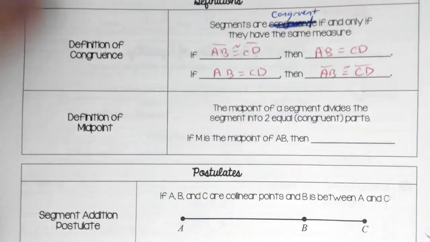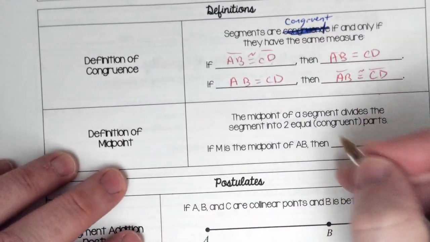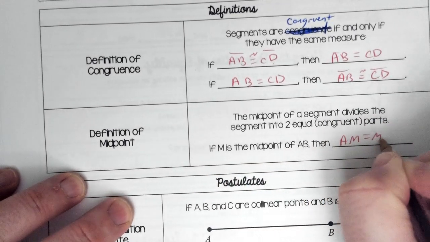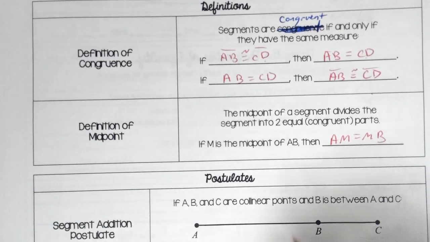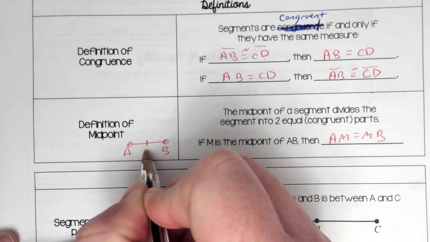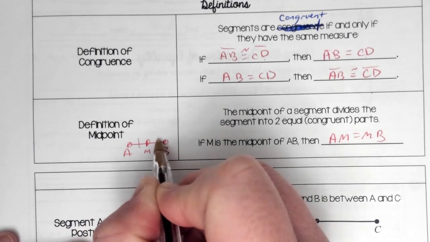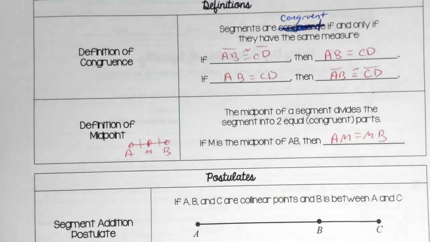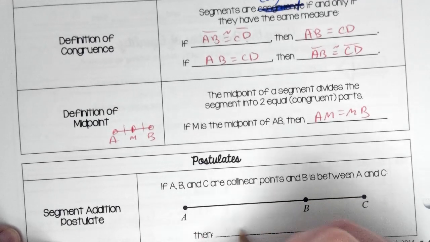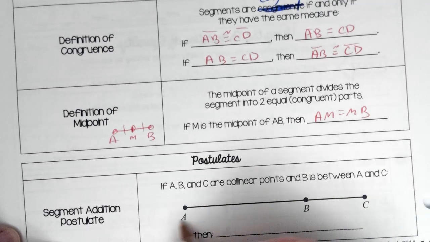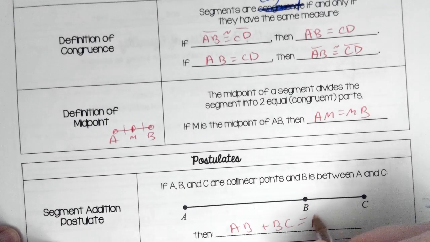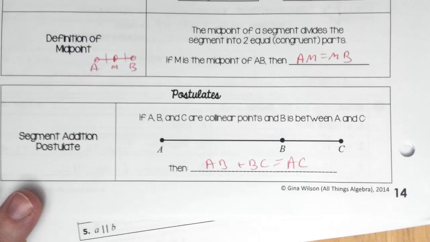All right, so now definition of midpoint. You actually know this already. So if M is the midpoint, then AM is equal to MB. That's it. Boom. So if I have AB and M is in the middle, then I know that AM is equal to MB. That's all that happened right there. Okay, and then the segment addition postulate. So that's wicked simple. So left plus right equals the whole shebang. So AB plus BC is equal to AC.